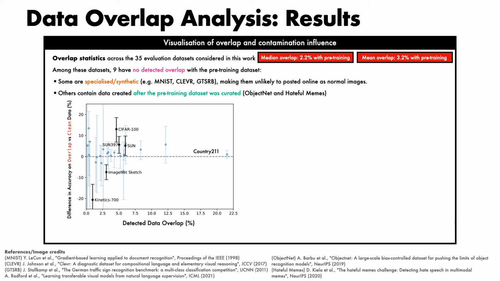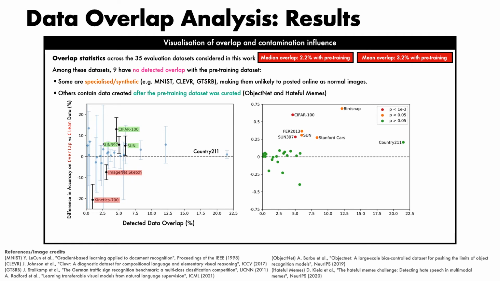However, possibly due to the fact that its task is geolocalization, and the fact that its training texts do not typically mention the location of the image, CLIP seems to attain no benefit from the overlap. Another observation here is that although several evaluation datasets have non-trivial overlap, only 5 have 99.5% Clopper-Pearson intervals that rule out a 0% difference in accuracy. Of these five datasets, Kinetics700 and ImageNet Sketch have worse performance on their overlapping data than on their clean data, while the remaining 3 datasets benefit from the overlap.